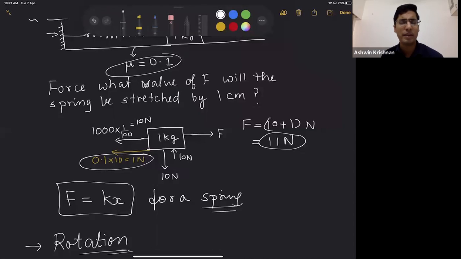Also, someone asked me in between if N can be less than 0. No. The moment N becomes 0, the contact is lost. So N can never be negative. N is always 0 or greater than 0.